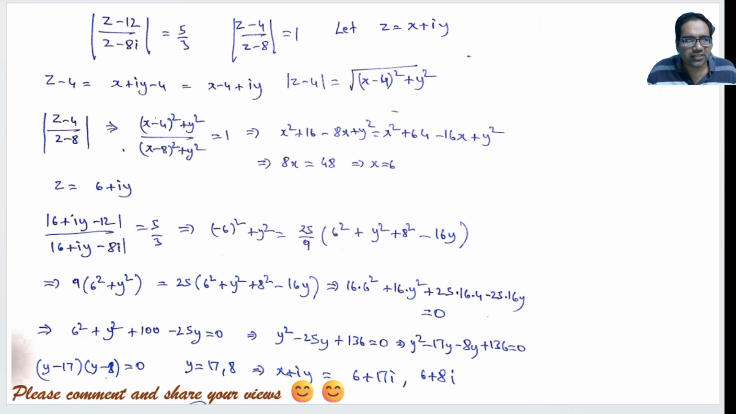So what is our z? z is 6 plus iy, so 6 plus 17i or 6 plus 8i. These are the two solutions. This is a pretty straightforward problem. We just need to assume z is x plus iy, and then do the mods and simplify this algebraic equation.